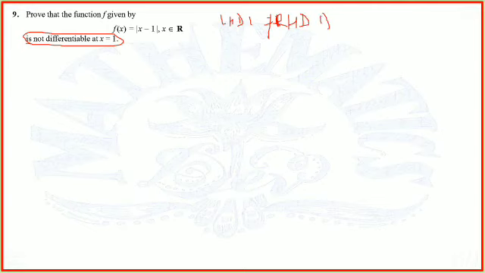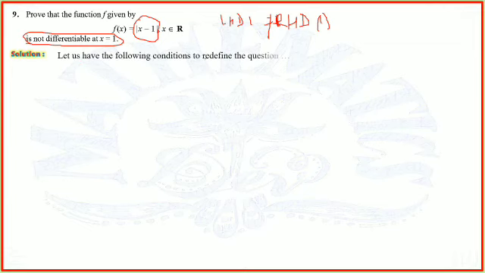Like you have already studied the differentiation by first principle method, which is also called the delta method. Through that we will find first the left hand derivative and then the right hand derivative. But before that, since this function is a modulus, we need to break this modulus and convert this function into general format. So here we go. Let us have the following conditions to reduce the question into normal form.